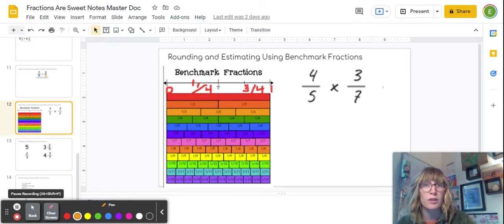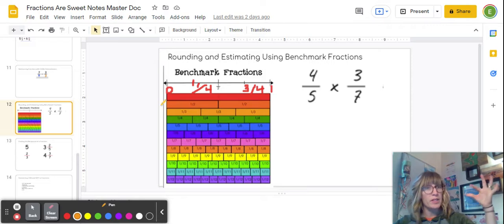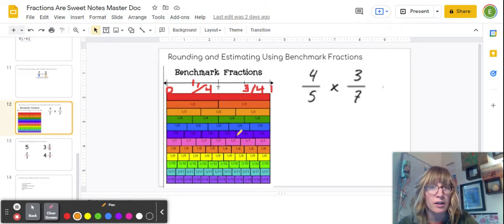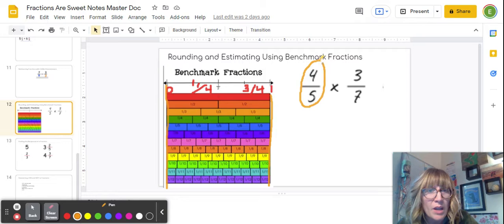Okay, so we have these benchmark fractions up on our number line, right? We've got these benchmarks and all these beautiful rainbow of fractions down below here are strips, right? So they're all the same whole, right? They all start at 0 and they all end at 1. And each of these strips is just broken up into different sized pieces or different sized chunks. So if we have a fraction and we want to estimate the answer, to know when we get an answer, are we even close? Is it even reasonable? We can use our benchmarks to help us estimate.